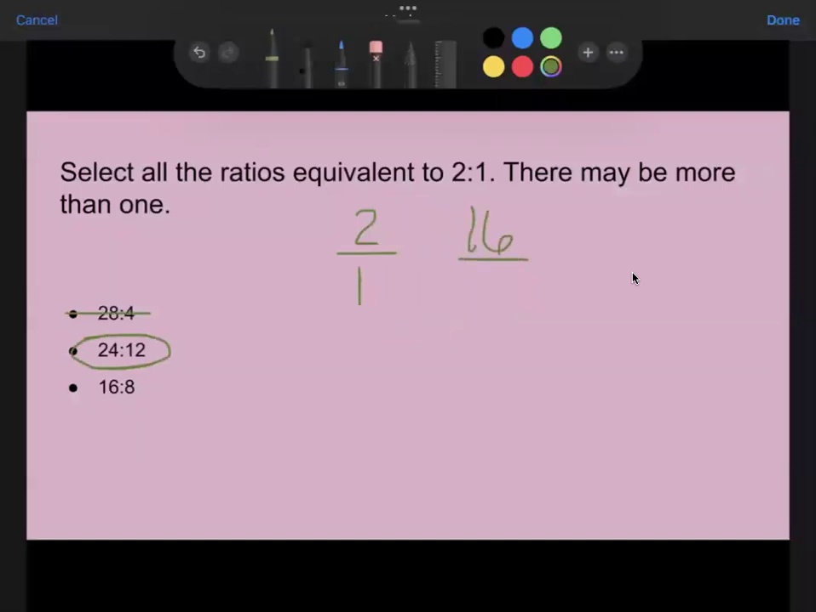16 to 8. To go from 1 to 8, I would have to multiply 1 times 8. And if I multiply this times 8 up here, I do indeed get 16. So this one is also equivalent.